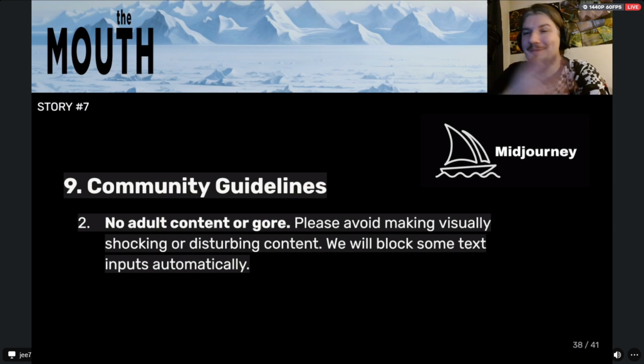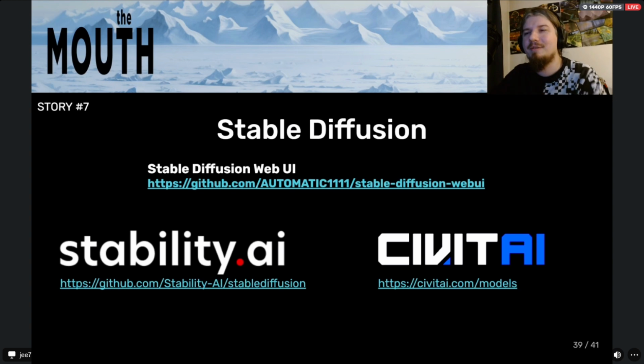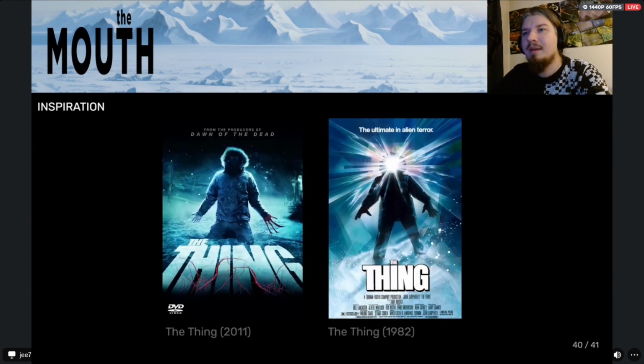One of the issues I had there, or not issues, but things I had to consider, was that Midjourney's community guidelines say that there should be no adult content or gore. But I wanted to create this horror action story, so I wanted some gore in it, some horrible visuals. So I went directly to Stable Diffusion and generated these gory images, although maybe they're not as gory as I would have wanted, but still with Stable Diffusion directly. So that's also an option to create concepts for your ideas. And of course, the Thing was one of the main inspirations there.